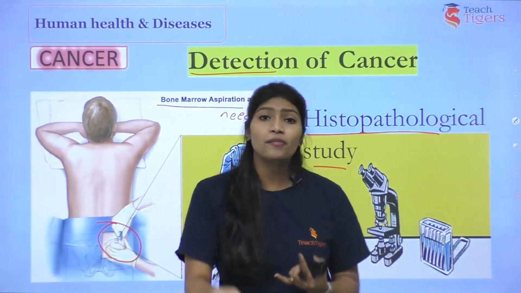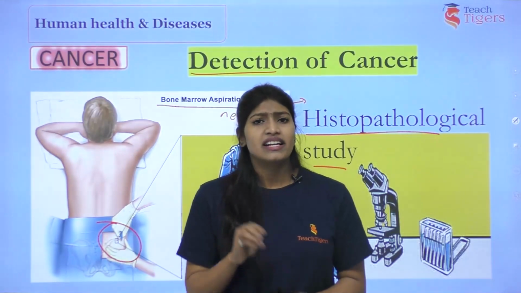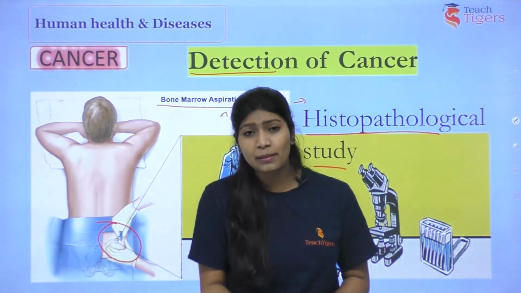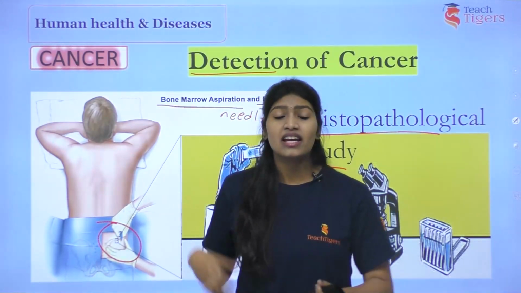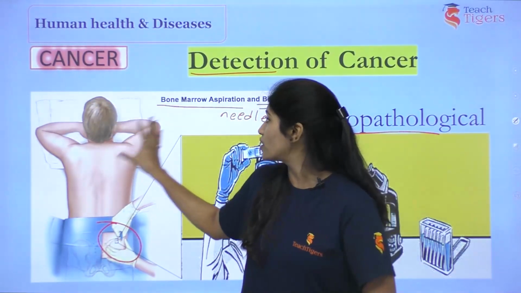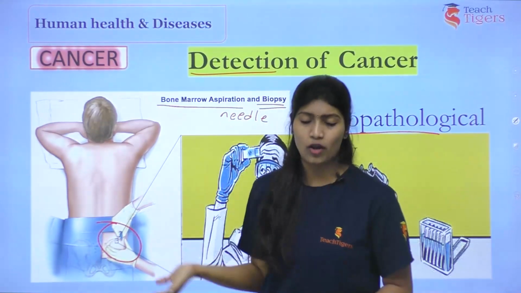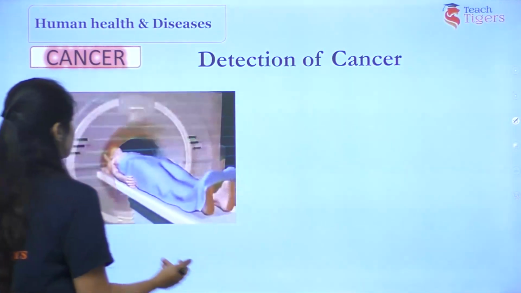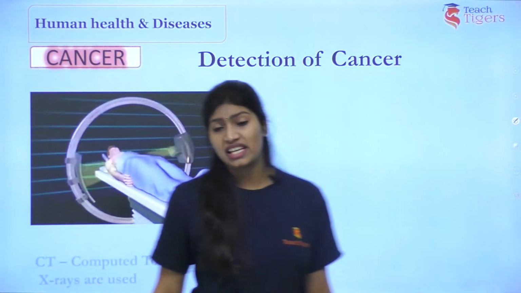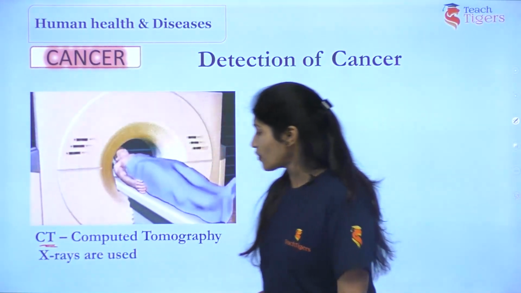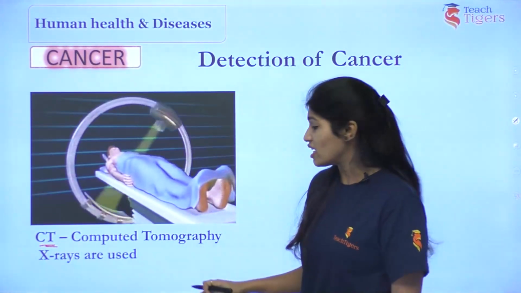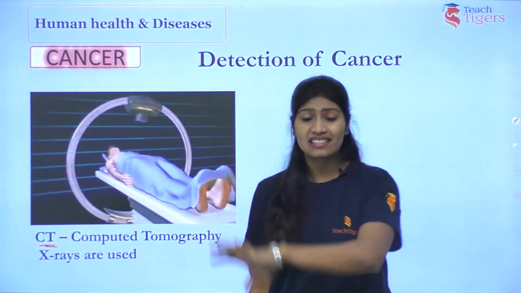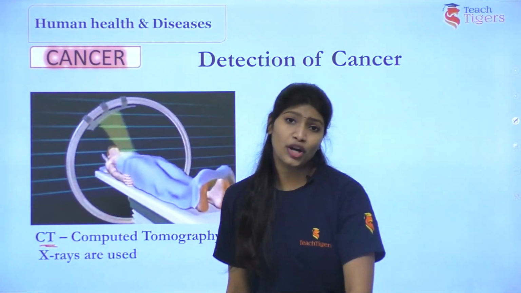Even they can go for a blood test also. In a blood test, definitely cancerous cells will be flowing in the blood. So in blood cancer, in leukemia, we can go with the blood test. If the cancer is at a high level, then we can go with biopsy, bone marrow aspiration or biopsy. And there are a few more detections also. The next one is computed tomography, the CT scan, where X-rays are used. X-rays are used to detect the cancerous cells that are produced in our body.